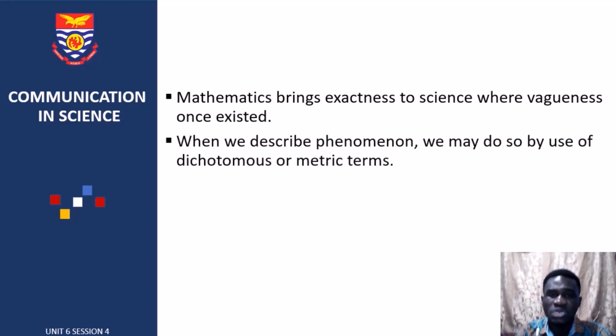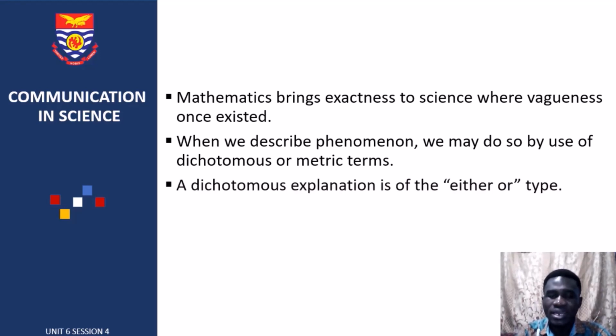And so when we describe phenomena, we may do so by use of dichotomous or metric terms. A dichotomous explanation is of the type either or. So a person can say that the ruler is tall or short, small or large, heavy or light. But you realize that this way of communicating is too vague. How tall is it? How short? How small? How large? How heavy or how light is it?